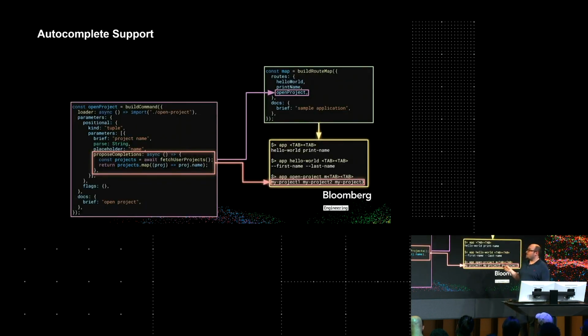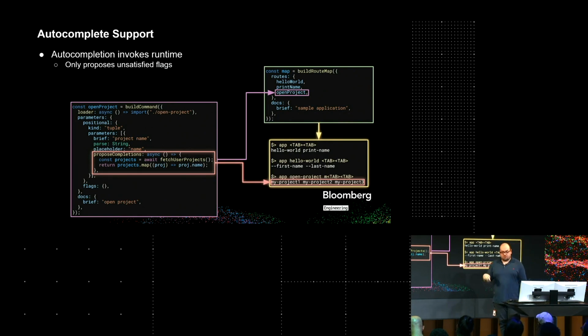We also want to have autocomplete support. And one thing that's different about our autocomplete is that it invokes the runtime. It's not just building up a shell script that matches what our application does. When you prompt for a new completion, it will actually run the JavaScript code that is your application. And through our lazy loading, you're not loading any of your application dependencies. You're only loading the commands, so it's very, very fast.